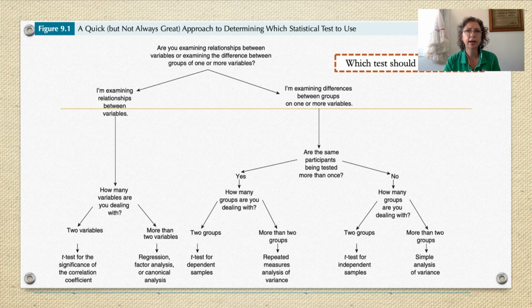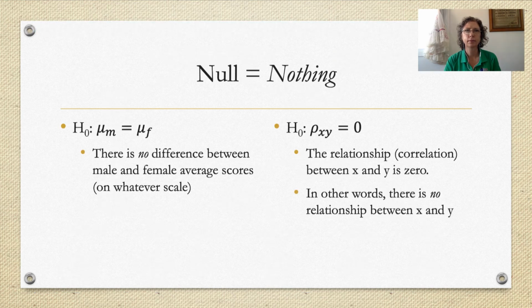We'll consider how null and alternative hypotheses are made for these two different types. We'll look at the correlation coefficient, which is the relationship between variables, and we'll look at a t-test between independent samples, which is differences between two independent groups. Both of these are null hypotheses, but for two different types of tests.